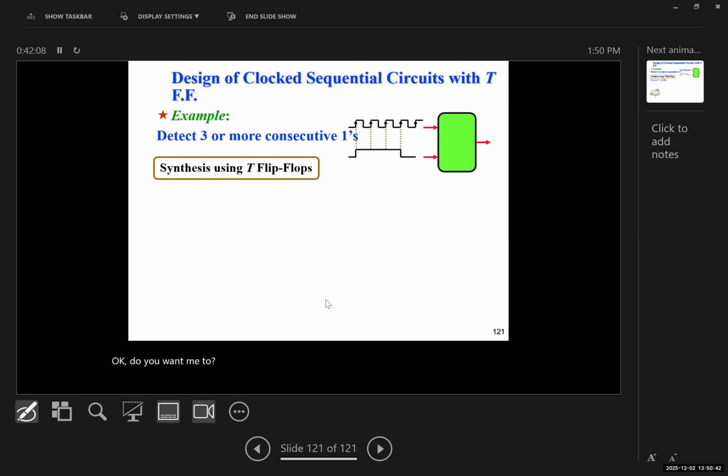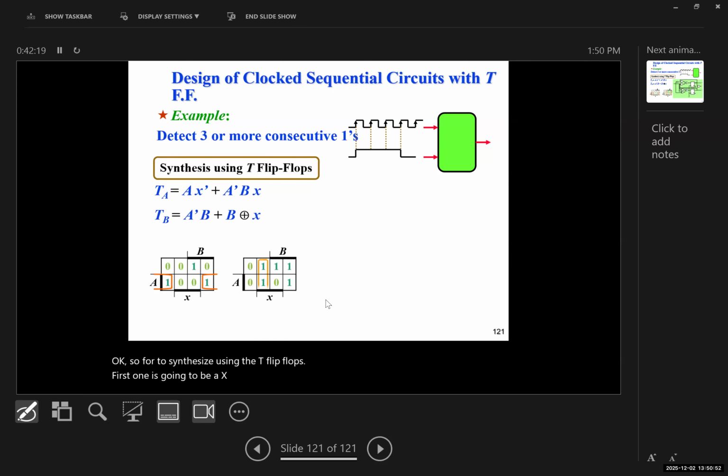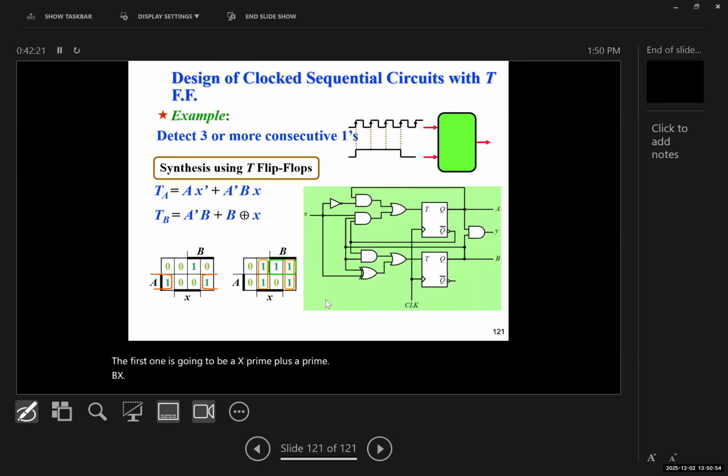Okay, so to summarize using the T flip-flops, the first one, TA, is going to be A X prime plus A prime B X, and TB is going to be A prime B plus B XOR with X. And that's actually B prime X plus X prime B, but you can simplify it as B XOR with X.